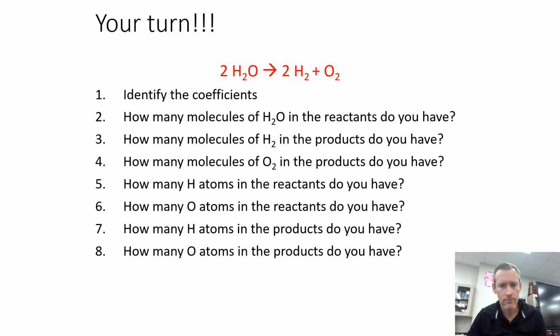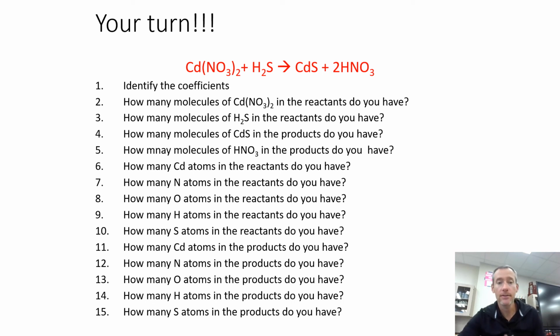The second question is the cadmium nitrate with hydrogen sulfide, a little longer because there are 5 different elements here. You've got to identify the coefficients for each one. So what's the coefficient for each molecule, and then how many molecules for each one, and then how many cadmium atoms on the reactant and product side, how many nitrogen atoms on the reactant and product side, how many oxygen atoms on the reactant and product side, how many hydrogen atoms on the reactant and product side, and how many sulfur atoms on the reactant and product side.